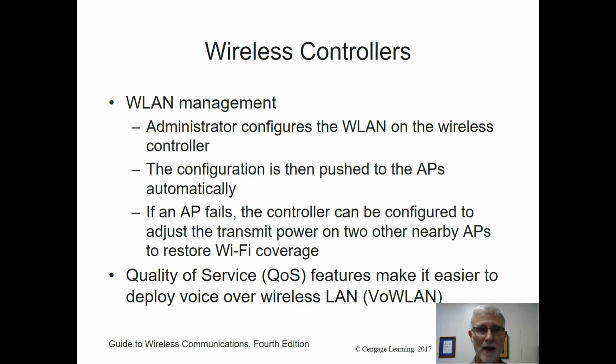If an access point fails, the controller can be configured to say, okay, I want to redirect, maybe adjust transmit power on a nearby access point to cover the coverage hole left by the failed access point. Maybe it'll allow you to do quality of service features. It makes it easier to deploy wireless, especially voice over wireless.